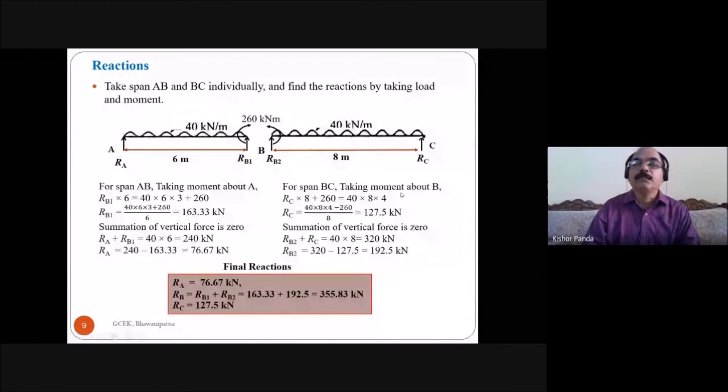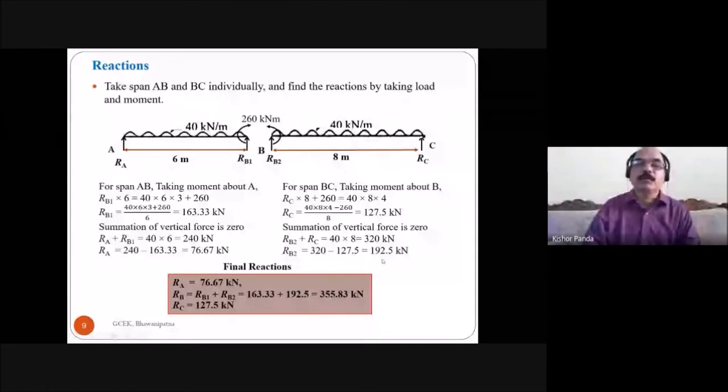After getting RC, to find out the reaction at B, RB2, the summation of vertical force is equal to 0. Take RB2 plus RC is equal to 40 into 8, 320 kilonewton. Then RB2 is equal to 320 minus 127.5, equal to 192.5 kilonewton.